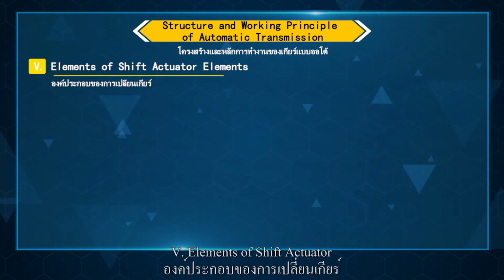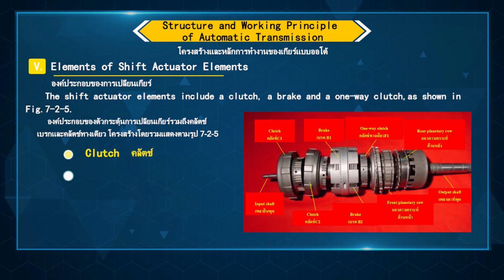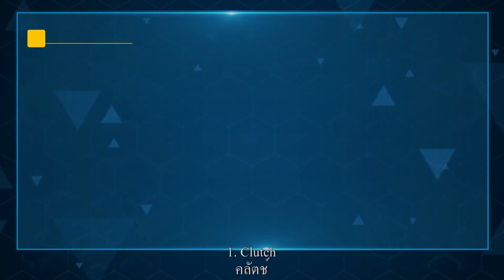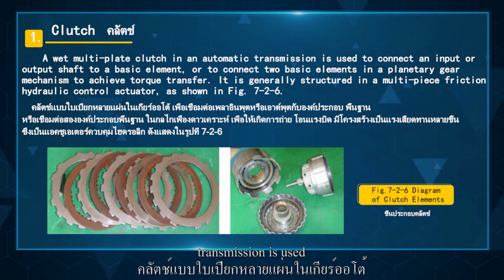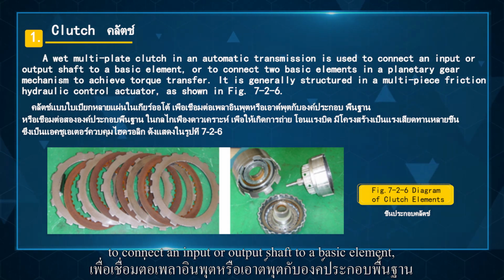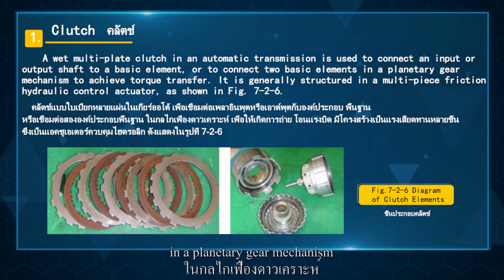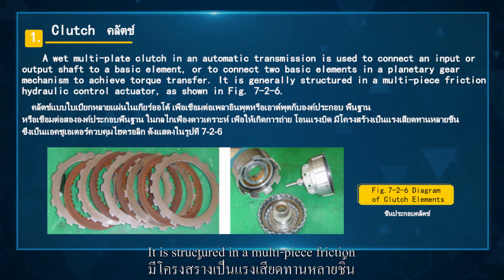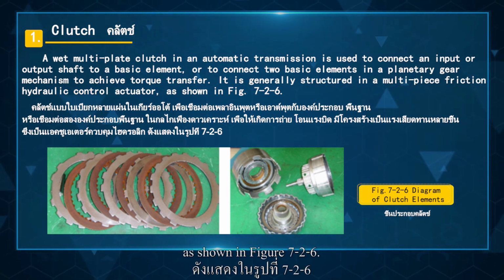5. Elements of shift actuator. The elements of the shift actuator include a clutch, a brake, and a one-way clutch. The overall structure is shown in figure 7-25. 1. Clutch. A wet multi-plate clutch in an automatic transmission is used to connect an input or output shaft to a basic element, or to connect the two basic elements in a planetary gear mechanism to achieve torque transfer. It is structured in a multi-piece friction hydraulic control actuator as shown in figure 7-26.